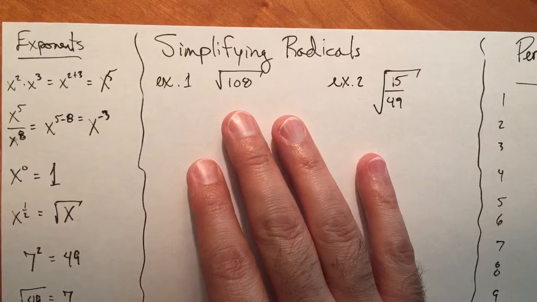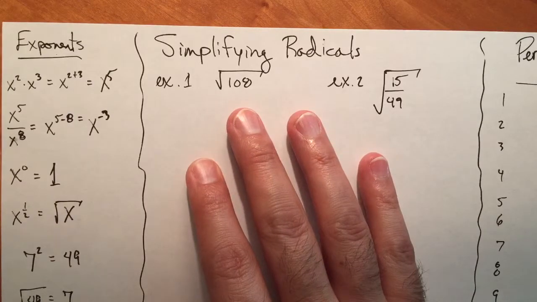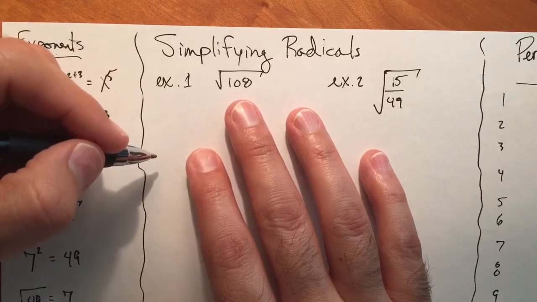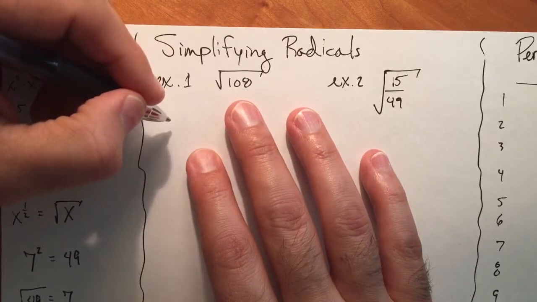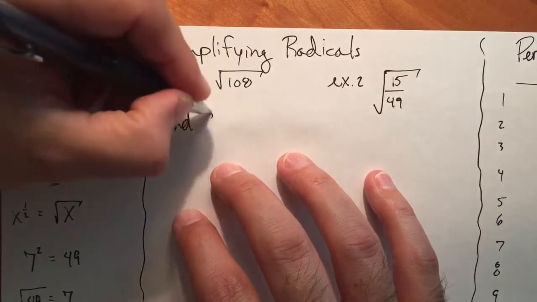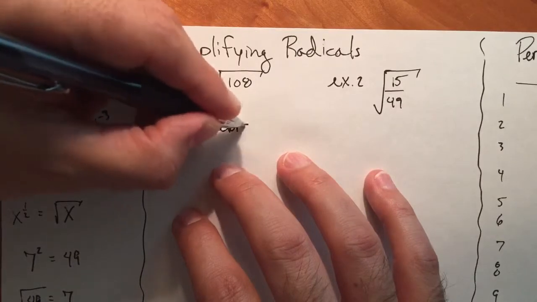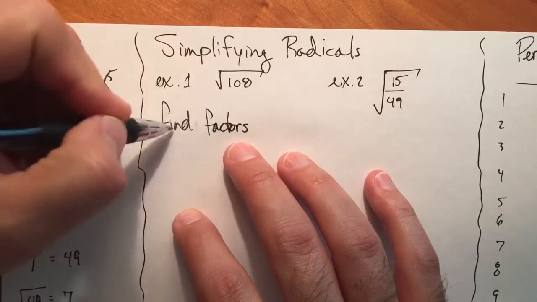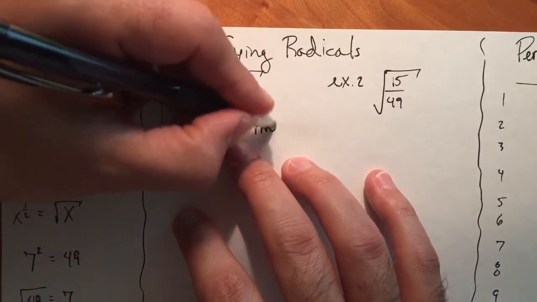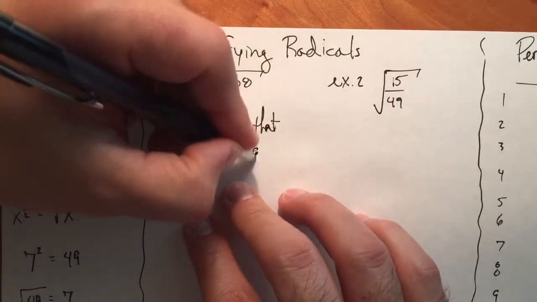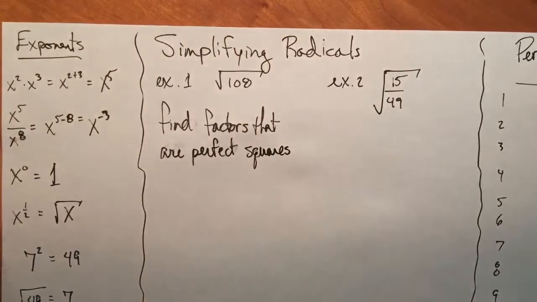When we're working in these problems, I want to share with you the basic idea. The first thing that we need to do in order to simplify these is find factors that are perfect squares. So let me write that down. We need to find factors, and remember the factors are the numbers that equal the product. So what numbers can we multiply to get 108? Find the factors that are perfect squares. Well, now you're asking me, what's a perfect square?